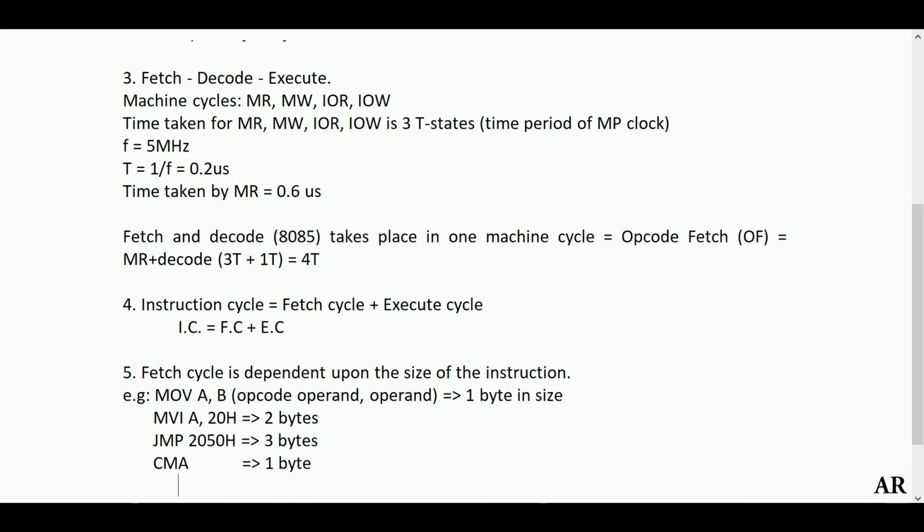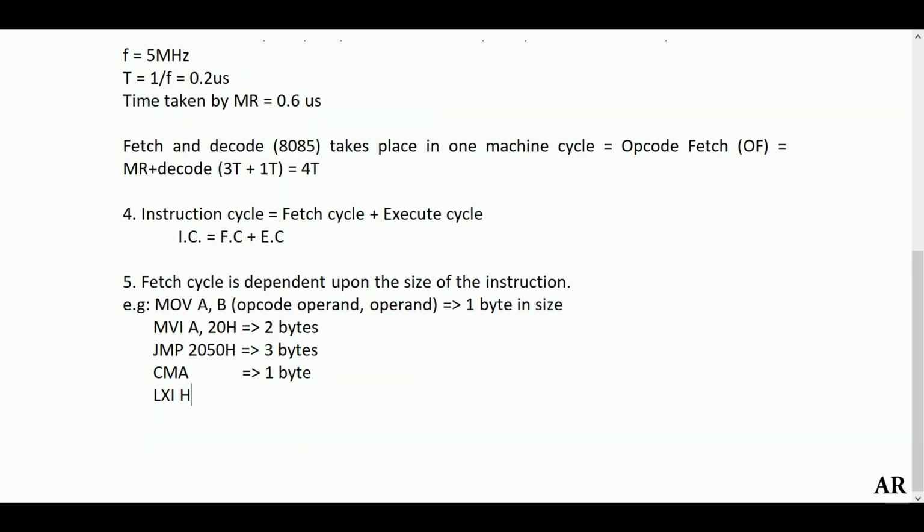Another example, if you want, you can take LXI D, 1234H. Now if you see this instruction, here 34 will take 1 byte, 12 will take 1 byte, and LXI D as such will take 1 byte because D is a register, so reference to one register will not require any extra space. So for this opcode, that is LXI D, it will take 1 byte, so a total of 3 bytes in size.